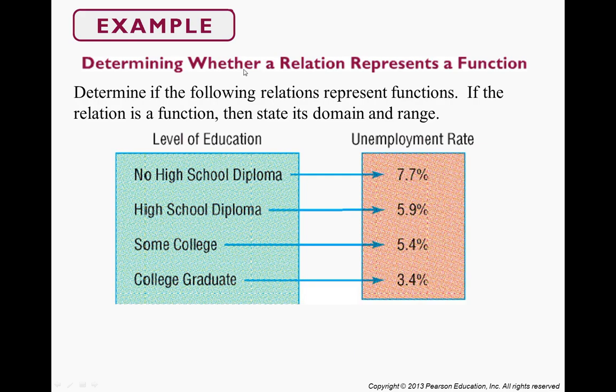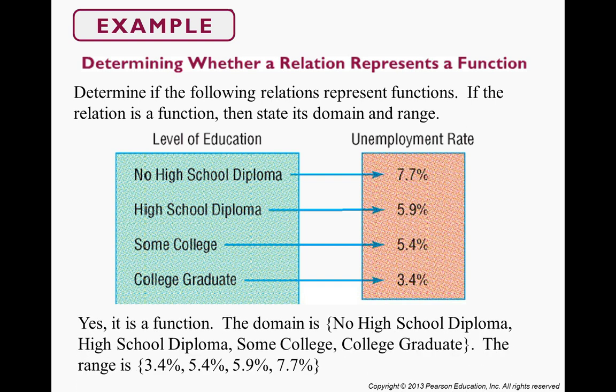So let's do a couple example problems where we determine whether a relation is a function. We're comparing the level of education and the unemployment rate. And if we look, each element here maps only to one item in our output. So yes, it is a function. The domain is no high school diploma, some college, and college graduate. And the range is these 4 numbers.